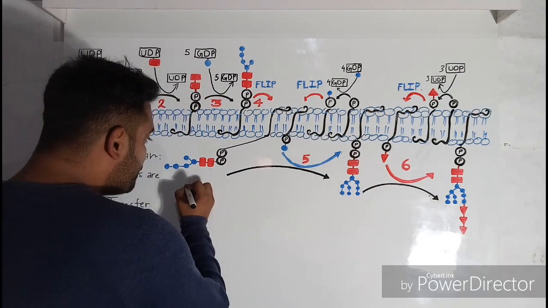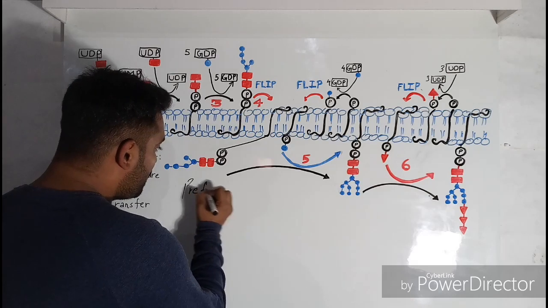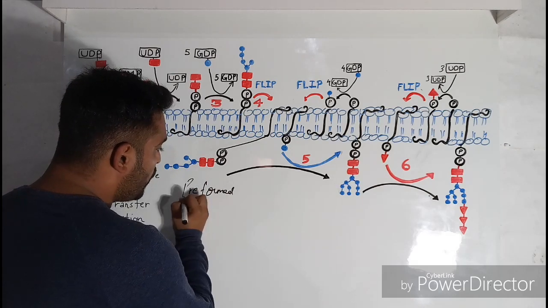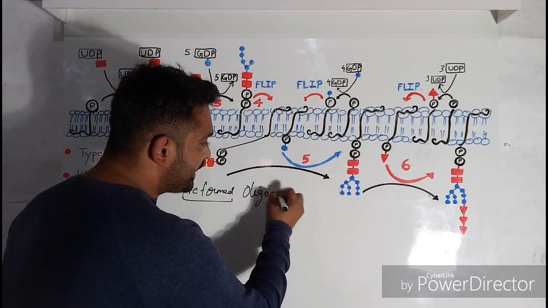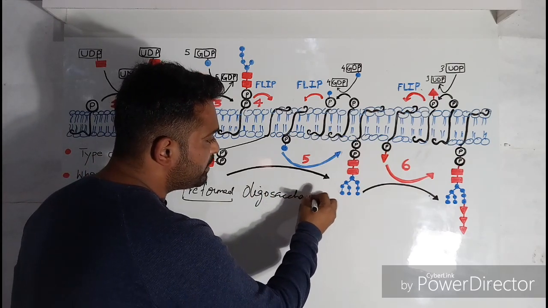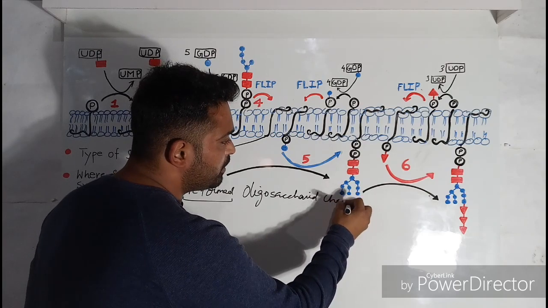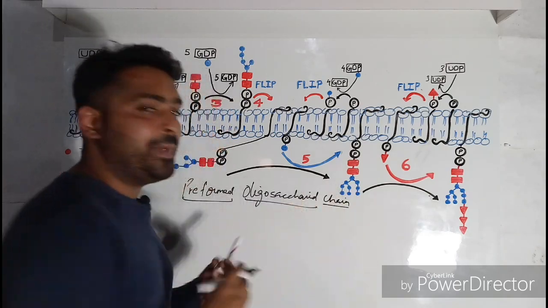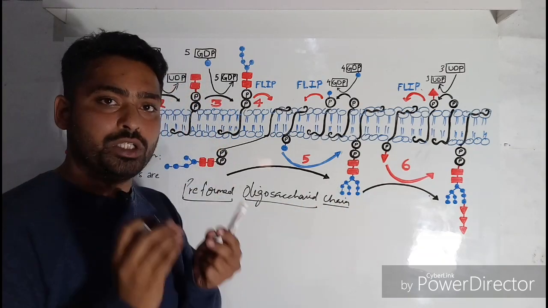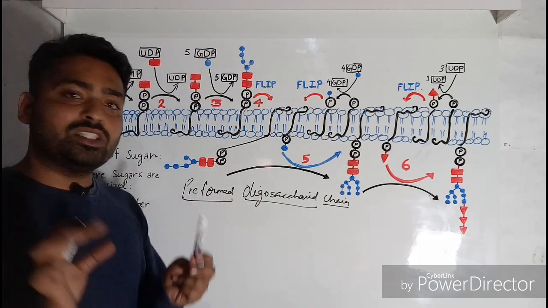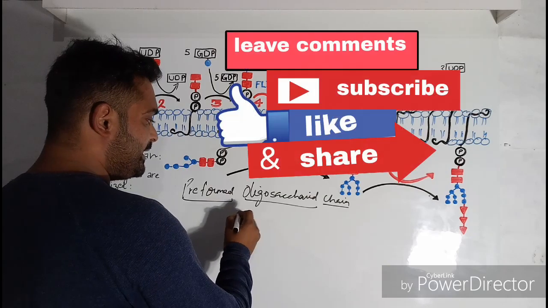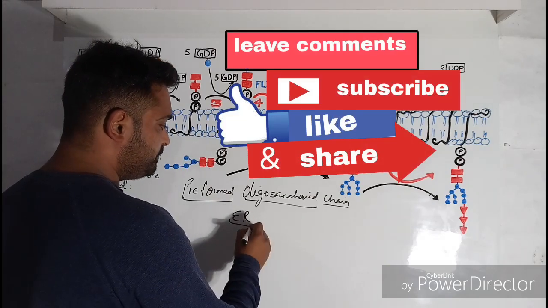So there is a preformed, that is already formed, oligosaccharide chain. Oligosaccharide, oligo, many sugar units, they are attached to each other. So a preformed oligosaccharide chain which is present in the ER.